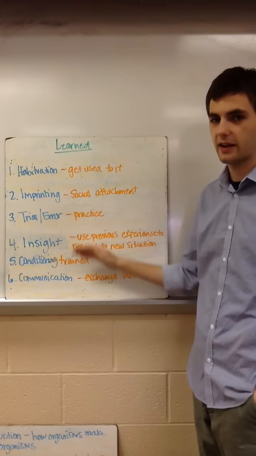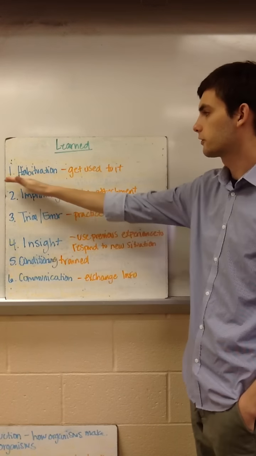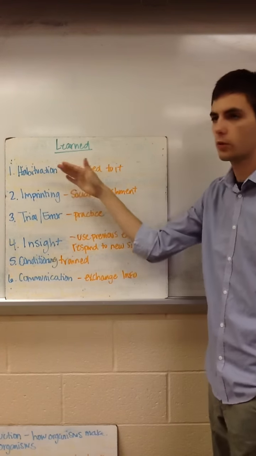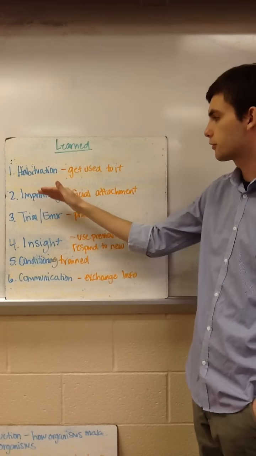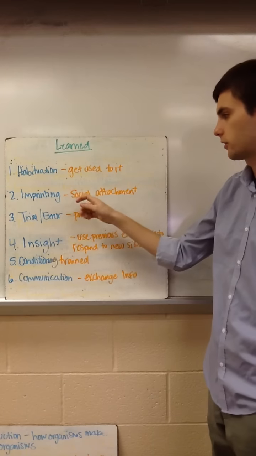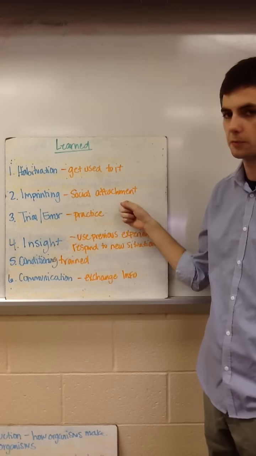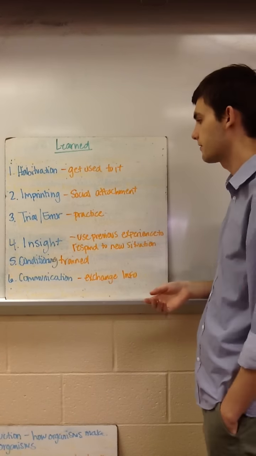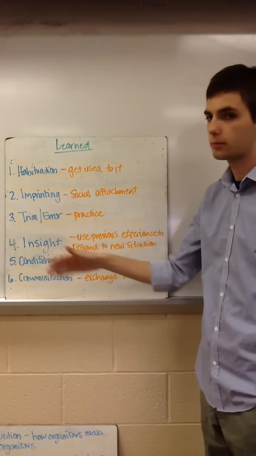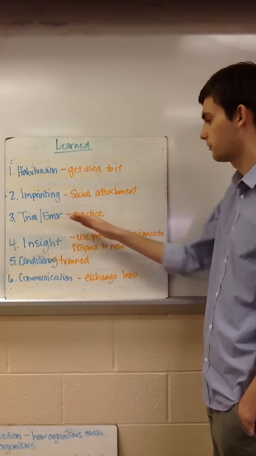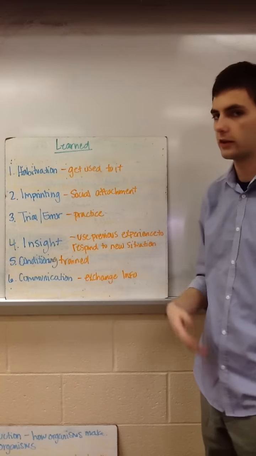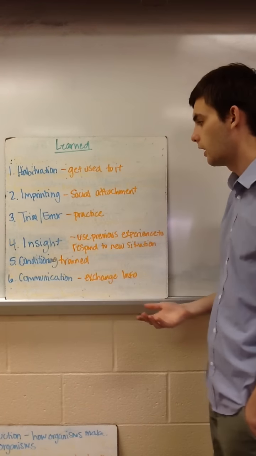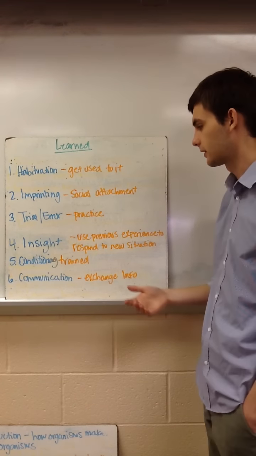And there are 6 types of learned behavior. The first is habituation, and this is when an organism will get used to a certain stimulus. The second is imprinting, and that's a type of learned behavior in which an organism forms a social attachment early on in life. Trial and error is a practice makes perfect type of behavior, where over time an organism will figure out that doing something a certain way was a positive thing.